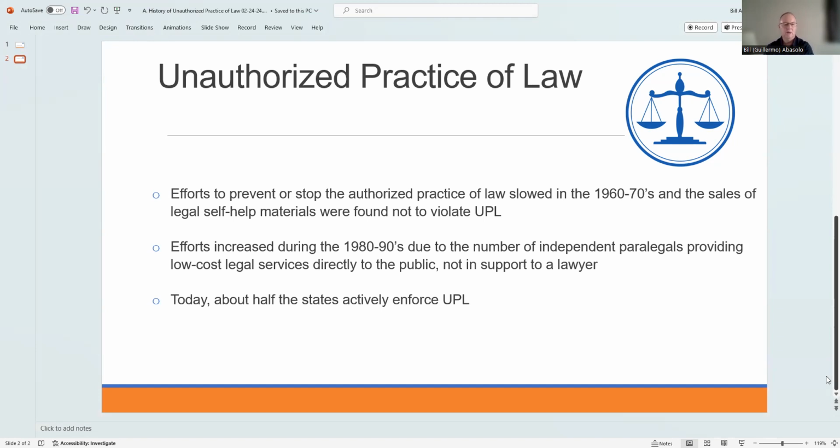However, efforts increased again during the 80s and 90s due to the number of independent paralegals providing low-cost legal services directly to the public. Now, in this context, independent paralegals are defined as those that do not work in support or under the supervision of an attorney, but rather on their own with clients directly. So today, about half of the states actively enforce UPL. Some more aggressively than others, some not as much.